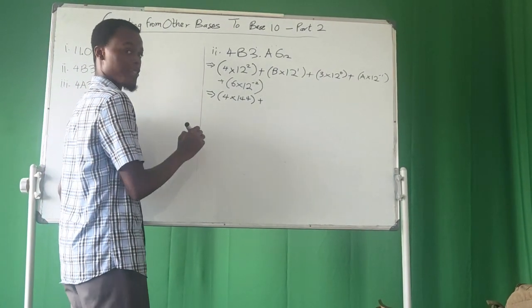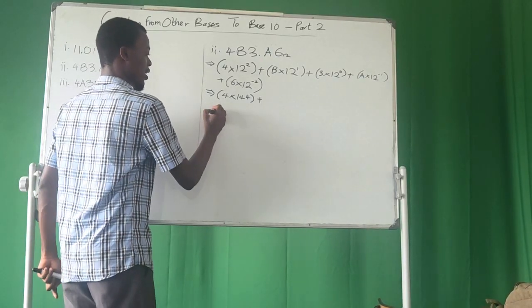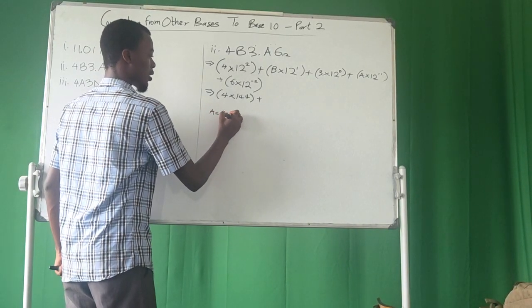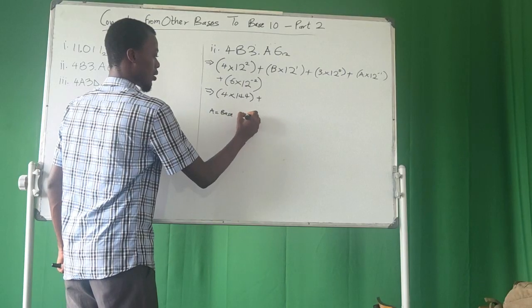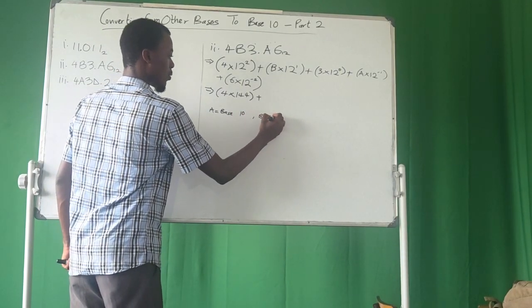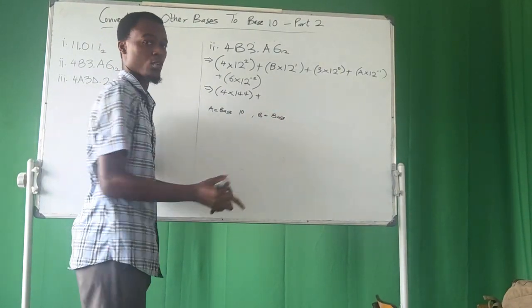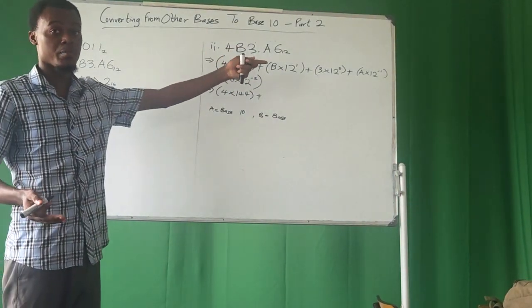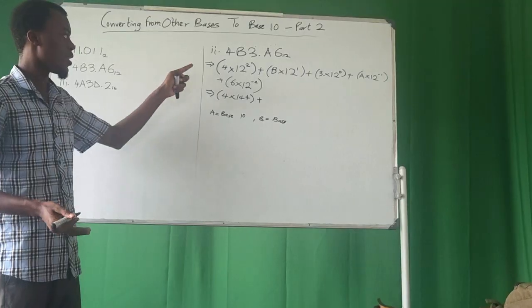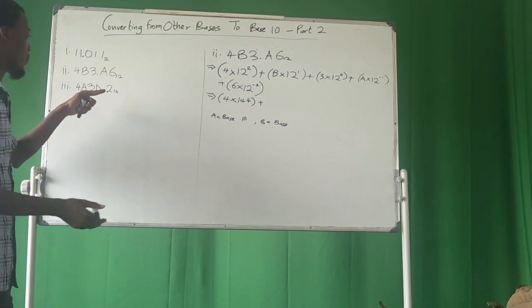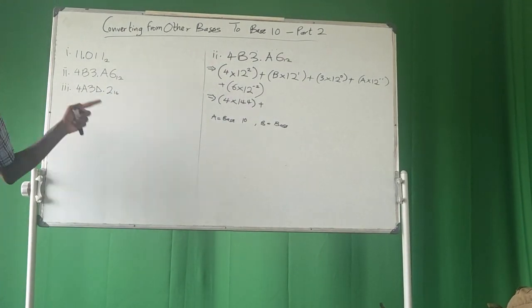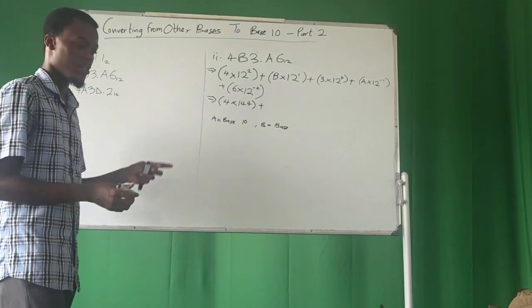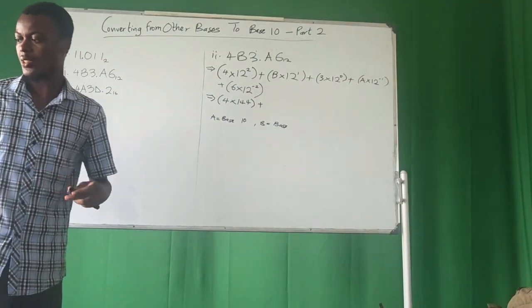base 11. So guys, don't forget, A is equal to 10. B is equal to 11. And on and on to base 12. Since we are dealing with base 12, it ends at B. But if it's hexadecimal, it goes A, B, C, D, E, and I think F.